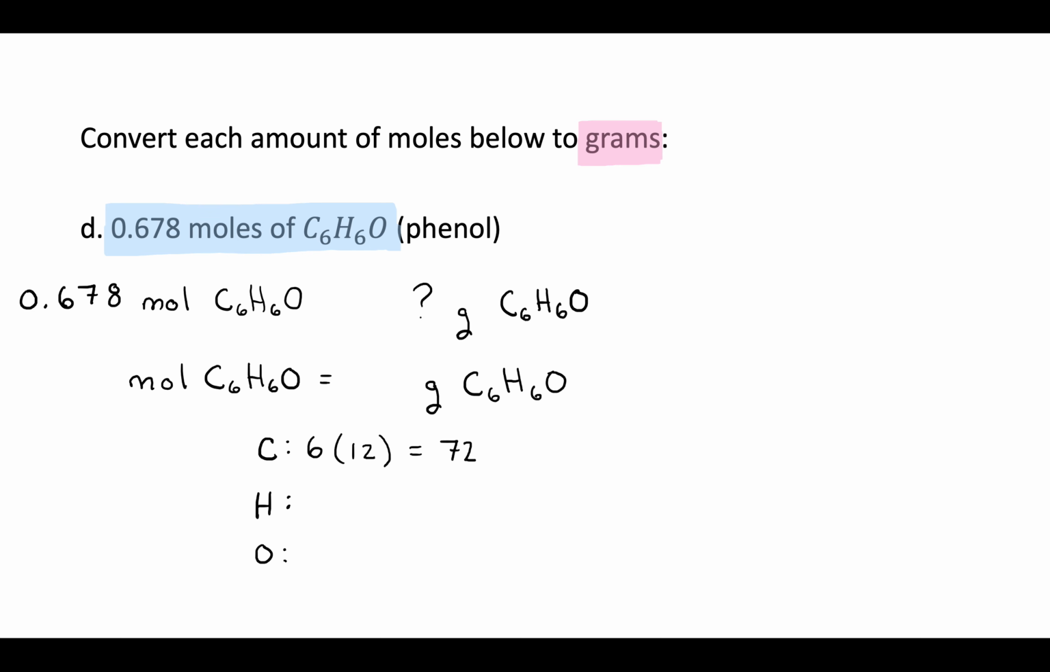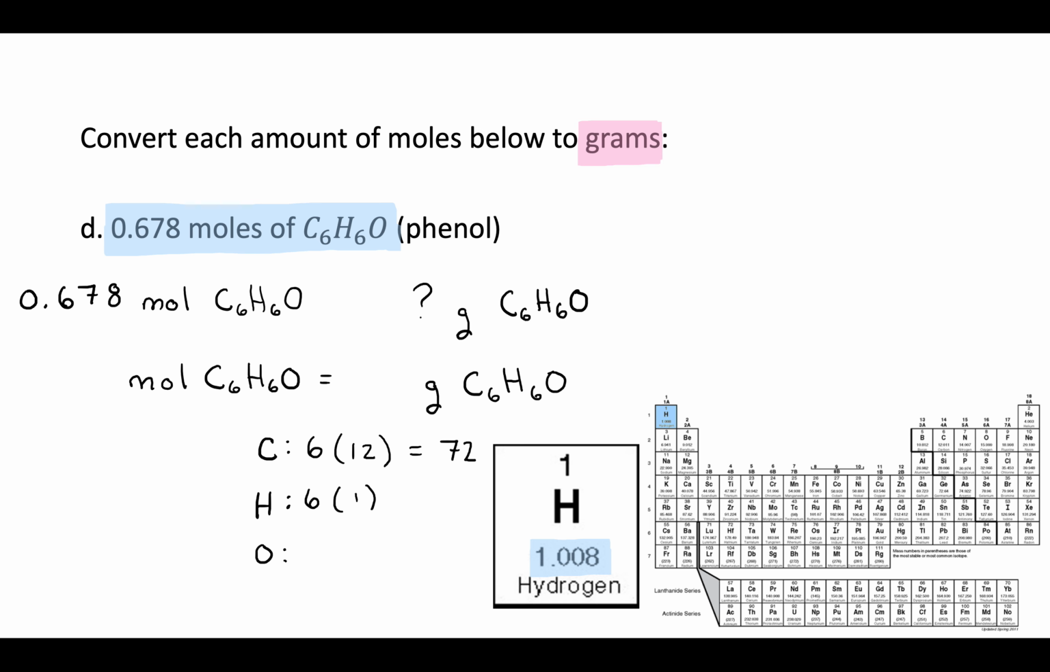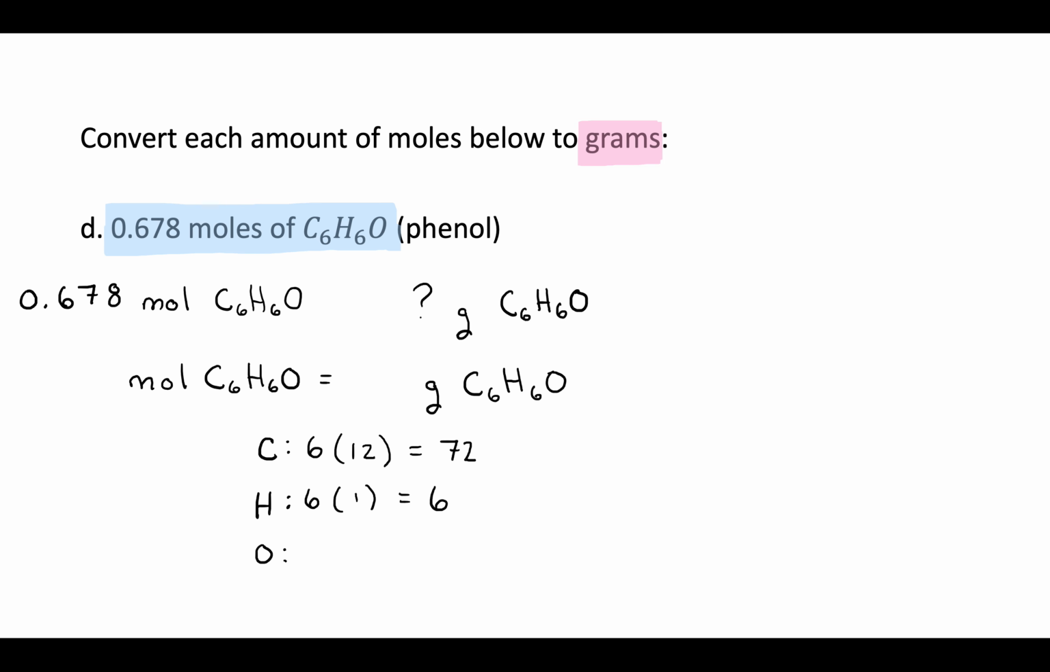You can see in this compound, if we had 1 mole of this compound, we would have, you can see the number at the bottom there, 6 moles of hydrogen. Then you can go to the periodic table, you look at the number below the symbol, and you can see that 1 mole of hydrogen would weigh 1 gram. Since we have 6, it would weigh 6 times 1, or 6 grams.